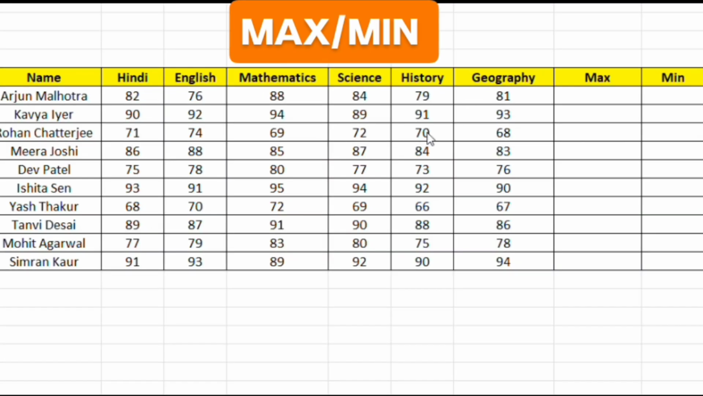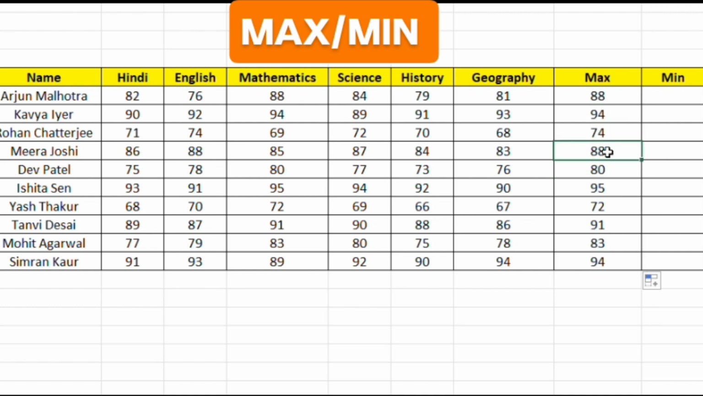Next function we have is max and min. Now what is max and min? So basically max tell you the highest value in your data. For example, as you can see a mark sheet is present on your screen. Now I want to know what is the highest marks Arjun Malhotra scored in this exam. So you just write max, select your range, then close the bracket and press enter. Now double tap at the corner to get all the values filled automatically.